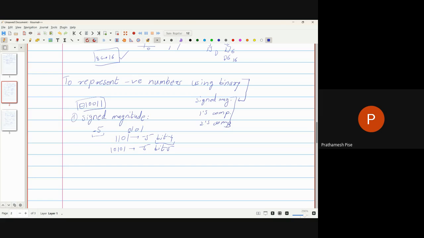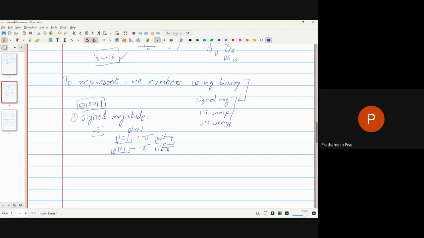So basically what is happening here, this part is exactly the same as in unsigned binary, just plain binary conversion. We are just adding another bit at the MSB to represent positive and negative. So if the first bit is 0, the number is positive. If it is 1, the number is negative. This is just basically a convention.